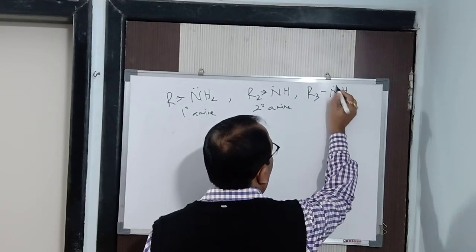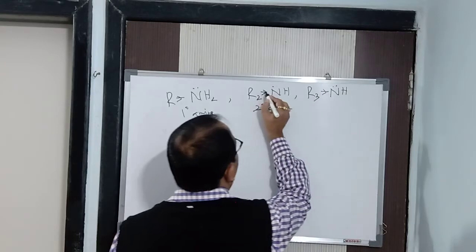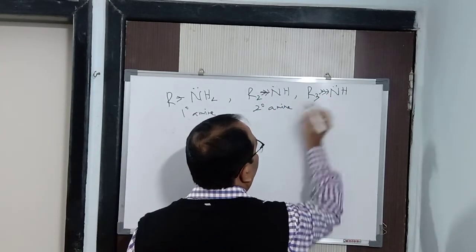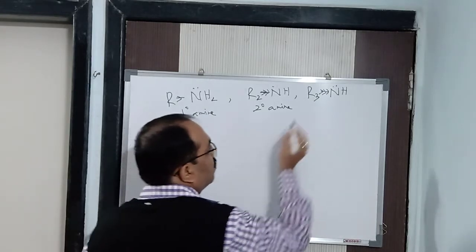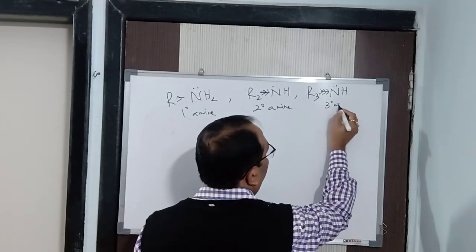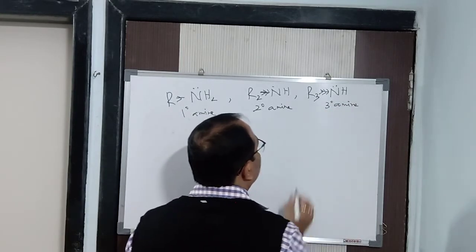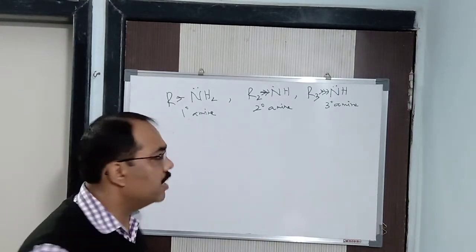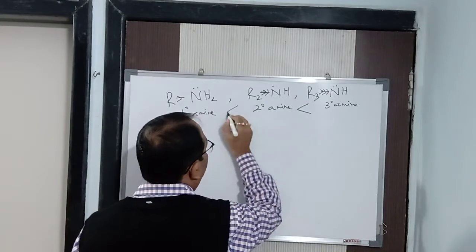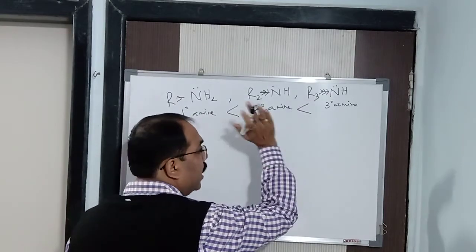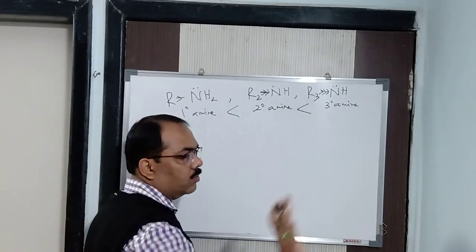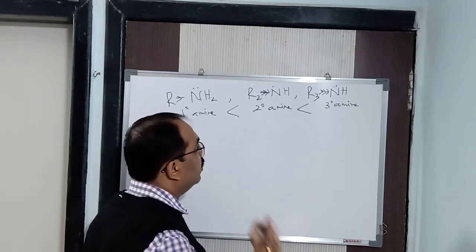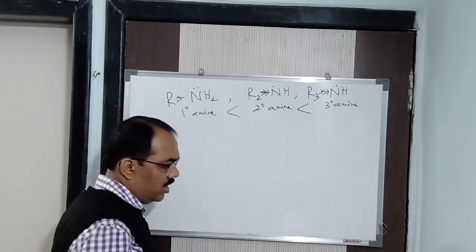It should be still more basic, because if I do here 2 arrows, let me do here 3 arrows. Because 3 alkyl groups are there, 3 degree amine. So on the basis of plus I effect, what we find is that 3 degree amine is more basic than 2 degree amine than 1 degree amine. On the basis of plus I effect, 3 degree amine is more basic than 2 degree than 1 degree, is clear in front of you. We can say that.